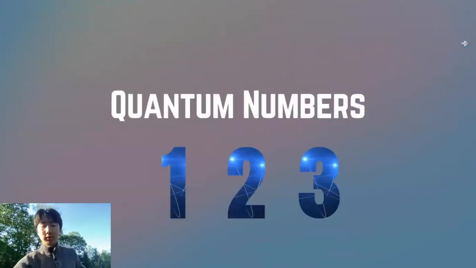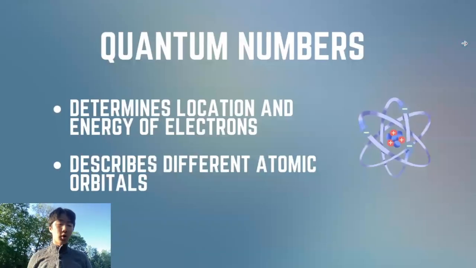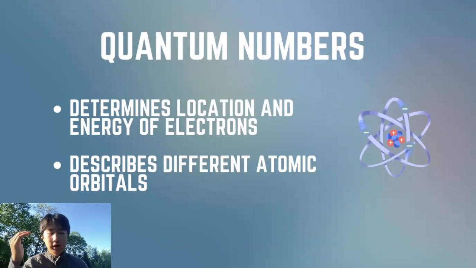Without further ado, quantum numbers. Why are they important, you guys may be asking? Well, first of all, they determine the location and energy of electrons. Oftentimes I'm like, oh okay, the electron is in energy level 2, energy level 3. But why? Using chemistry, how do we explain that? Also, quantum numbers describe different atomic orbitals. Essentially, in each atomic orbital there are two electrons, and quantum numbers describe the different types of atomic orbitals in their respective subshells and energy levels.